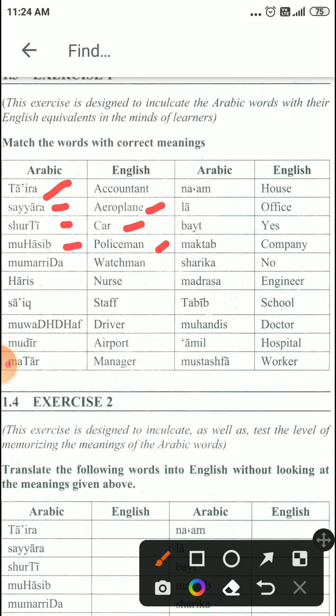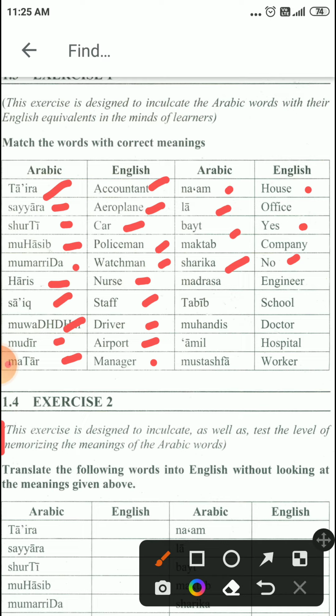Muhasib, accountant. Mumarrida means nurse. Haris means watchman. Sa'iq means driver. Muwaddaf means staff. Mudir means manager. Matar means airport. Naam means yes. La means no. Bait means house.